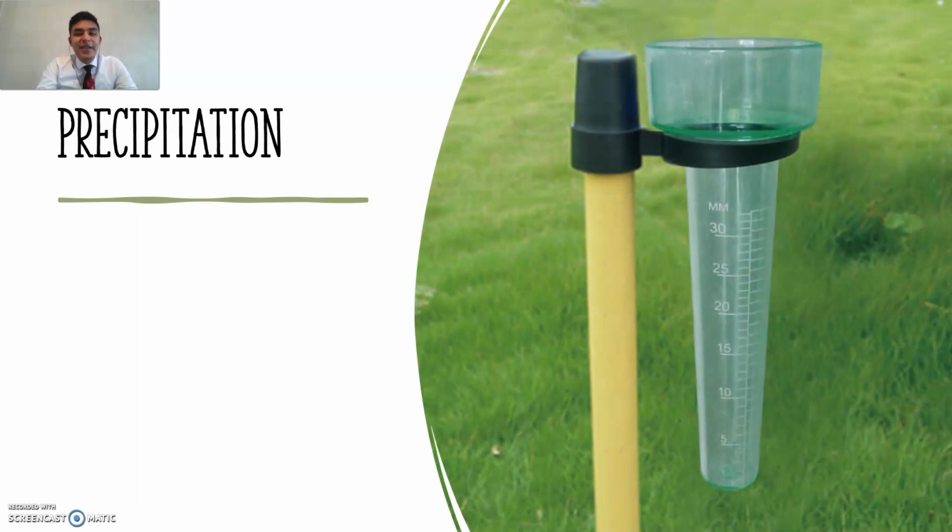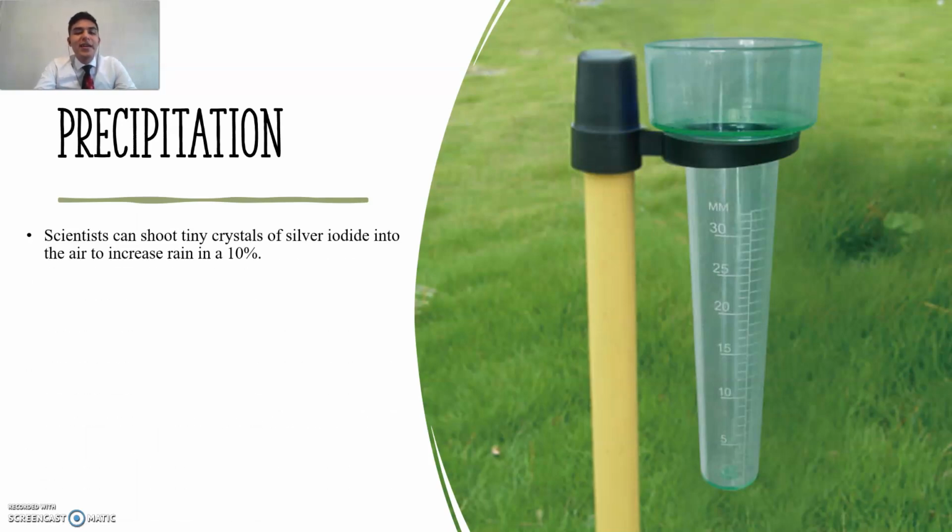So let's start with our topic for today. It is something very simple, and you already have some background knowledge about this topic. The title is precipitation. And this is a very interesting instrument that is going to help us out to measure how much it has rained. So let's take a look at some information right here.